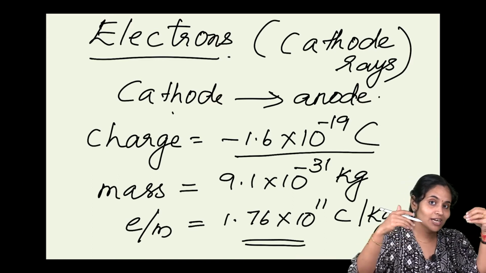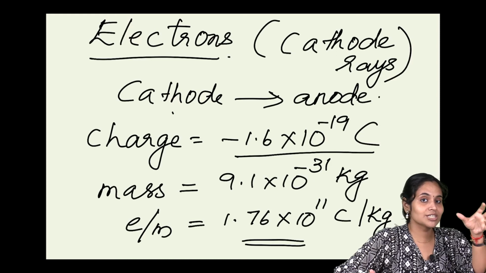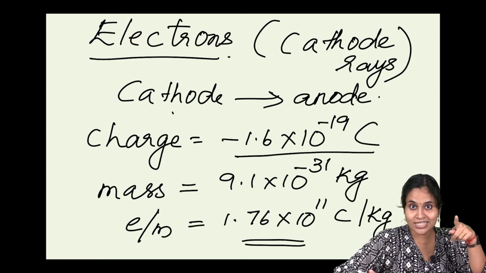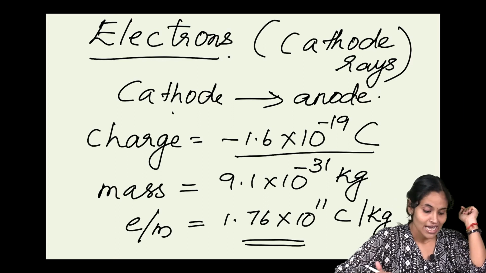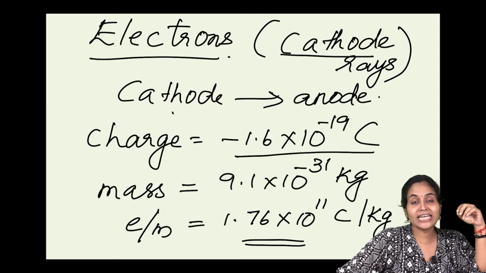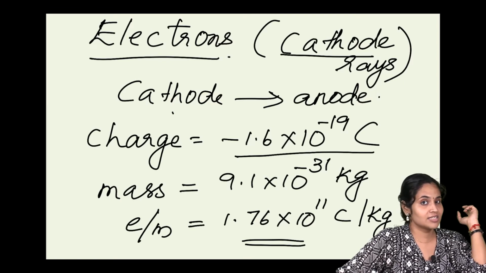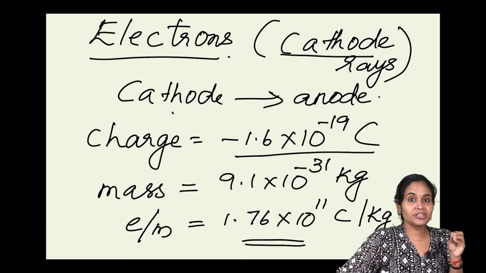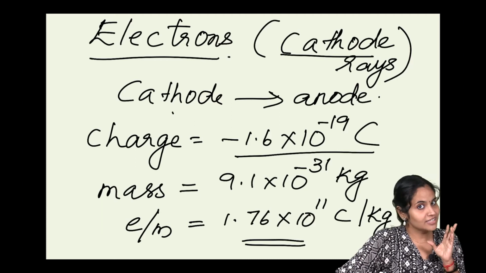And it was found that there was a set of radiations starting from cathode moving towards anode, and that was electrons actually, right? And the nature of these cathode rays does not depend upon the nature of the gas taken in the discharge tube, correct? The nature of cathode rays does not depend upon the nature of the gas taken in the discharge tube.